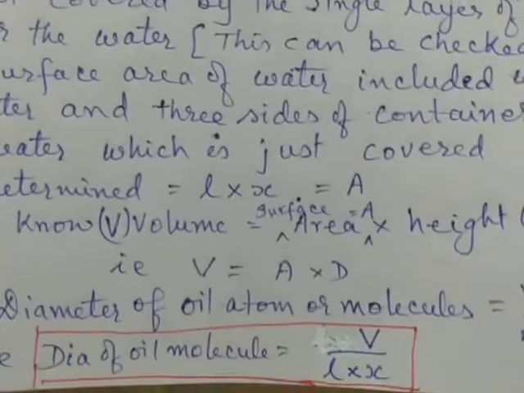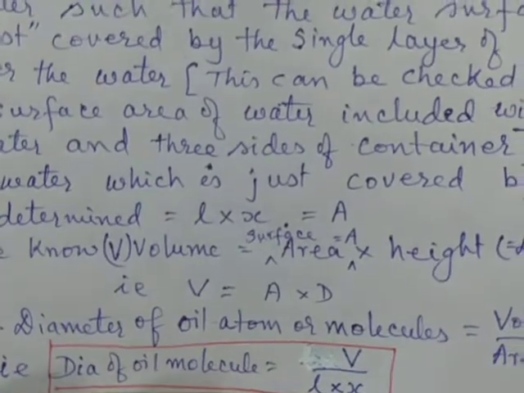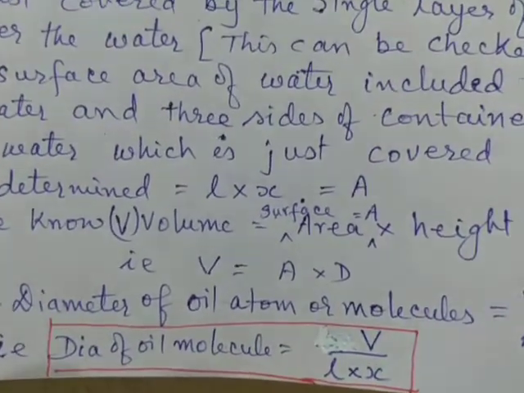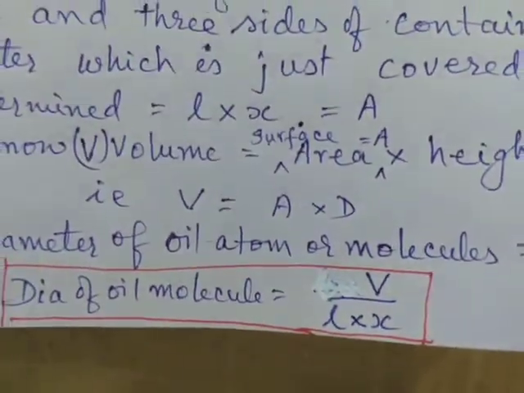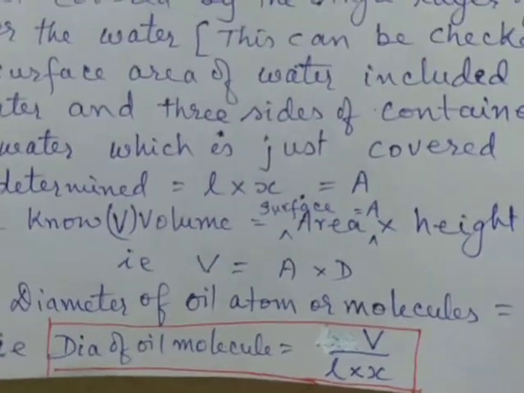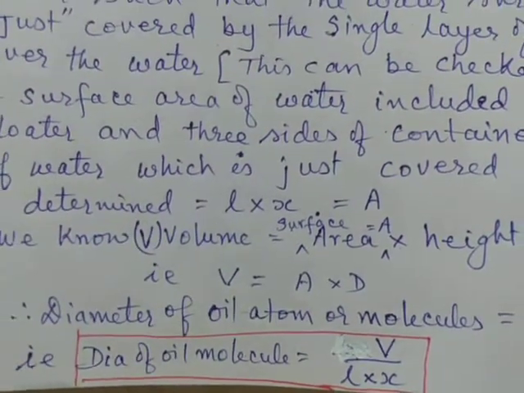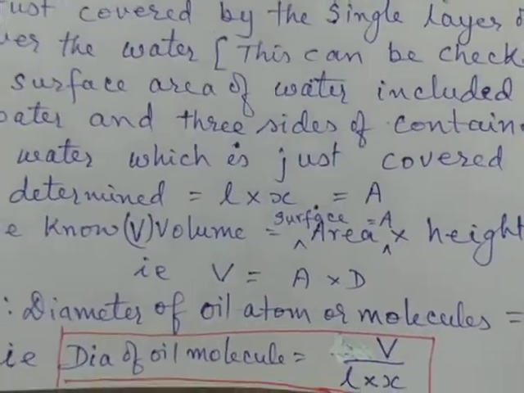So volume is equal to area, which is just covered by oil, that is L into x. The volume of the number of drops we have placed on water is known to us. So the volume of the total oil spread on water is also known to us.